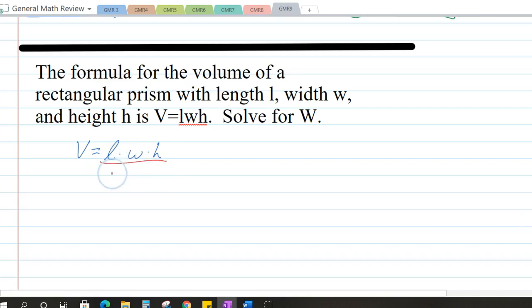So I'll divide both sides by L and by an H. What I do to one side, I do to the other. L times H. The H's cancel, the L's cancel. That leaves me with volume divided by length times height is equal to our width. And we don't like it written backwards, so I'm simply going to rewrite it the way it should be.